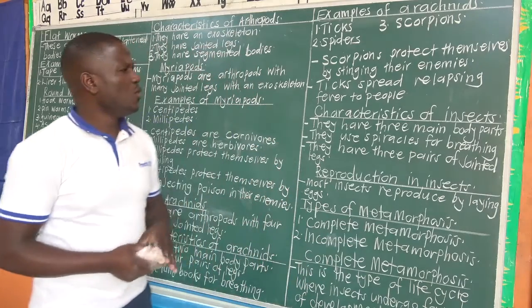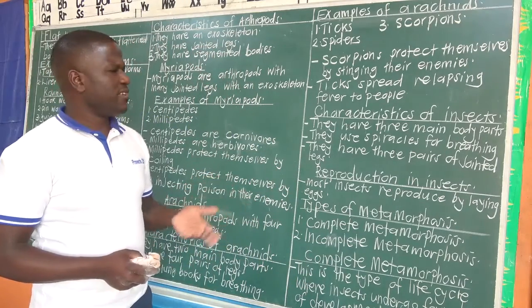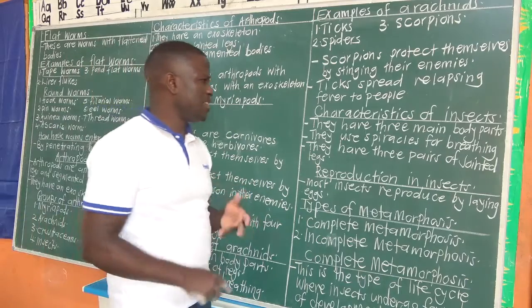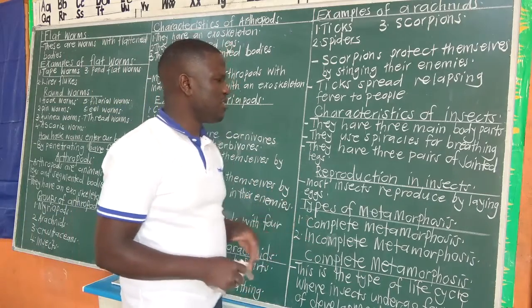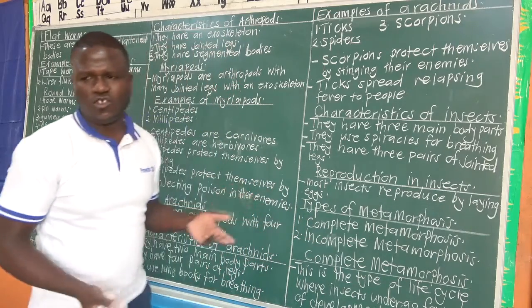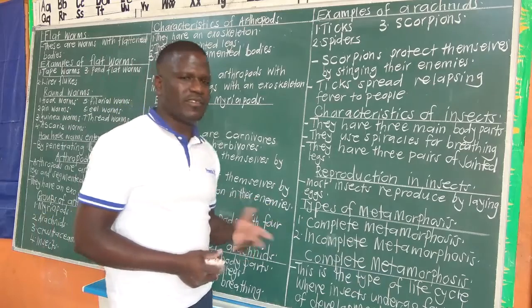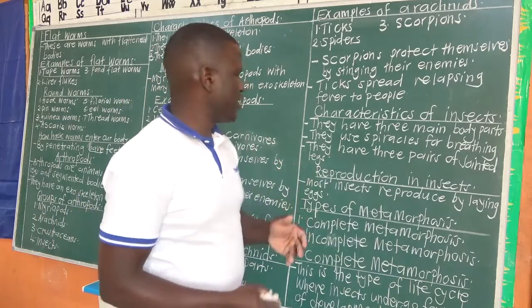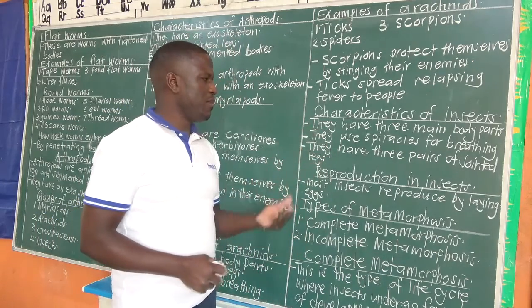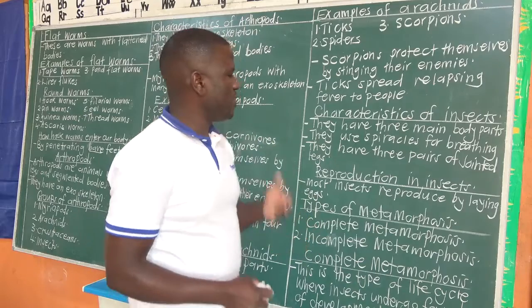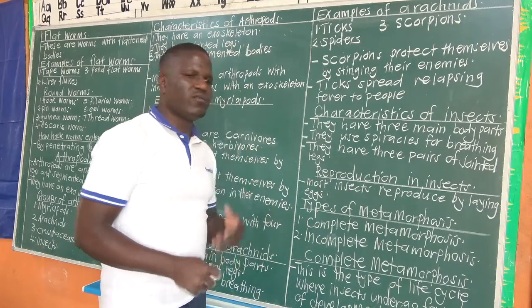Somebody may ask you examples of insects. You can say houseflies, butterflies, bees, wasps, and so on. Grasshoppers, cockroaches, all those are examples of insects. Why are they called insects? They have 3 main body parts. Why are they called insects? They use spiracles for breathing.